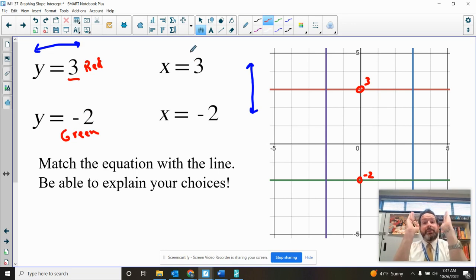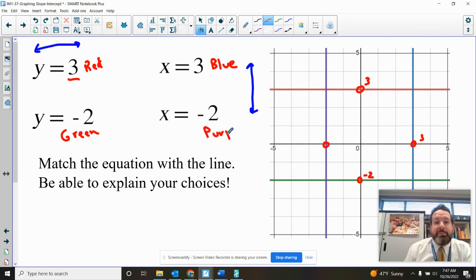For the x's, do a similar thing, but now we're looking at where they cross the x-axis. X equals +3, straight up and down through x equals 3. That's going to be the blue. And then straight up and down through x equals -2, that's going to be the purple.